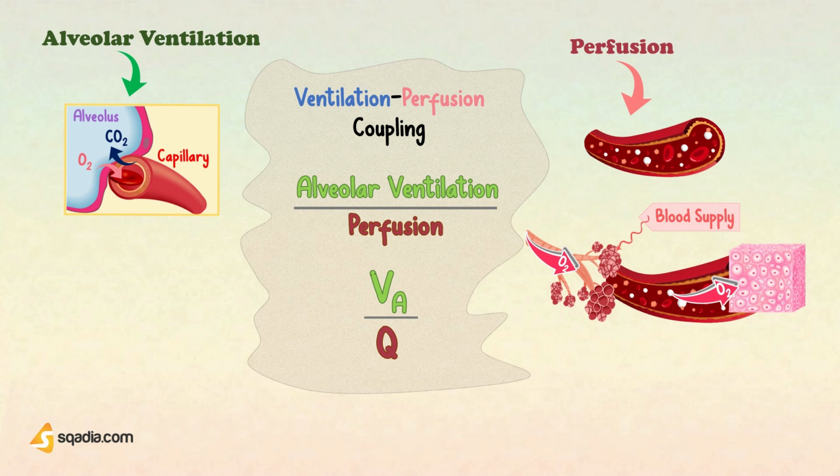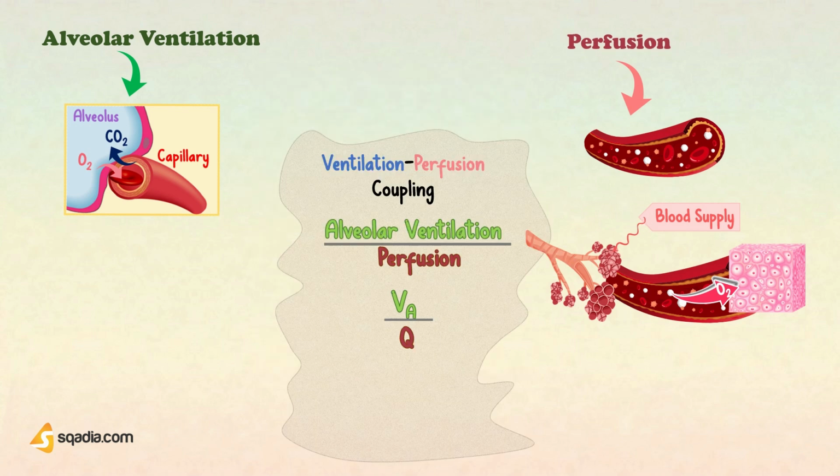Now, normally, the alveolar ventilation we just calculated came out to be about 4,200 milliliters per minute, while the blood flow through the alveoli, or perfusion, is about 5 liters, or 5,000 milliliters per minute. So, putting these values, 4,200 divided by 5,000 came out to be 0.84. Well, it clearly shows that at rest, the ventilation-perfusion ratio is 0.84.